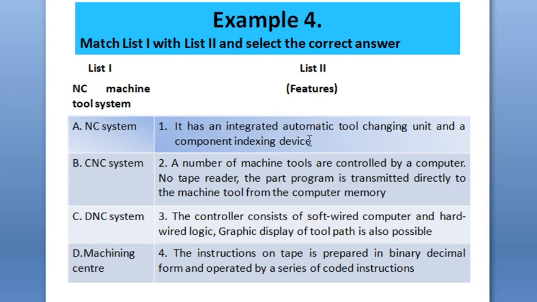Then the last one, machining center. It has an integrated automatic tool changer. ATC is nothing but an automatic tool changer. The tool can be selected from the tool magazine. Tool magazine is a tool storing unit. By using the ATC unit, we pick the tool for the corresponding machining operation. The ATC, tool magazine and indexing device are used in a machining center or milling machine. Therefore, the first statement is matched with machining center, D1.